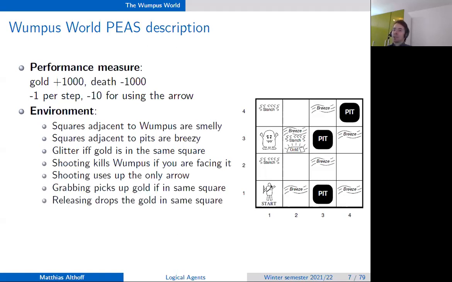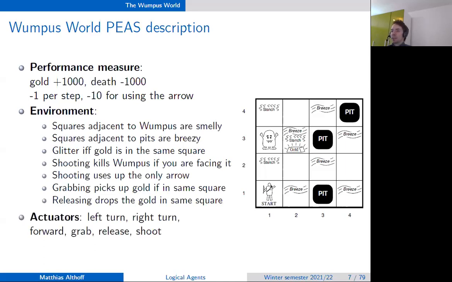And grabbing picks up gold in the same square. So you have to grab the gold. You can also release it, but that doesn't make so much sense. So the actuators are left turn, right turn, forward, grab, release, and shoot. And S stood for sensors. So you can feel the breeze, see the glitter, and smell the stench.